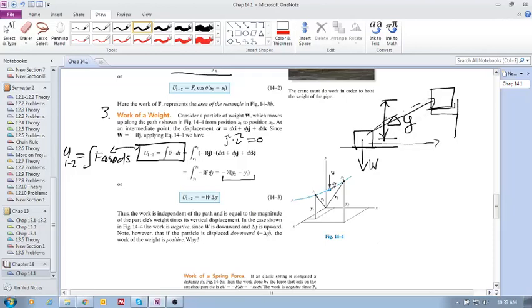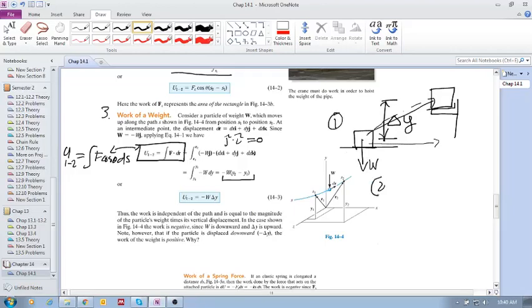It's not going to be anything in that direction, and it's not going to be that distance. It's only going to be the vertical distance, because work is equal to the dot product of the force and the displacement. It is only the component of the displacement that's along the same direction as the weight that we consider. Okay? So that's the first thing.